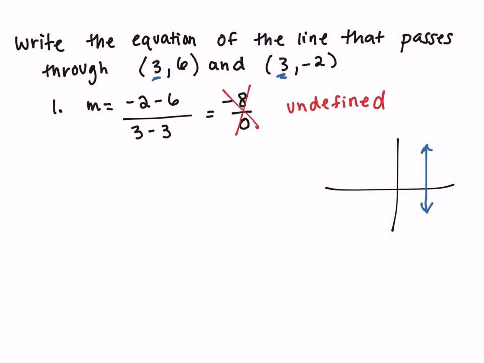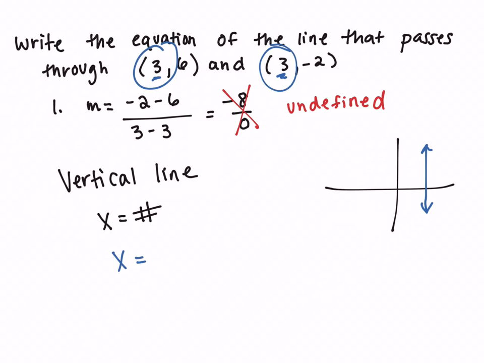So how do we write the equation of a vertical line? It's just the opposite. A vertical line is x equals a number, but what number does it equal? It equals whatever x was in both of the points. So x equals 3.